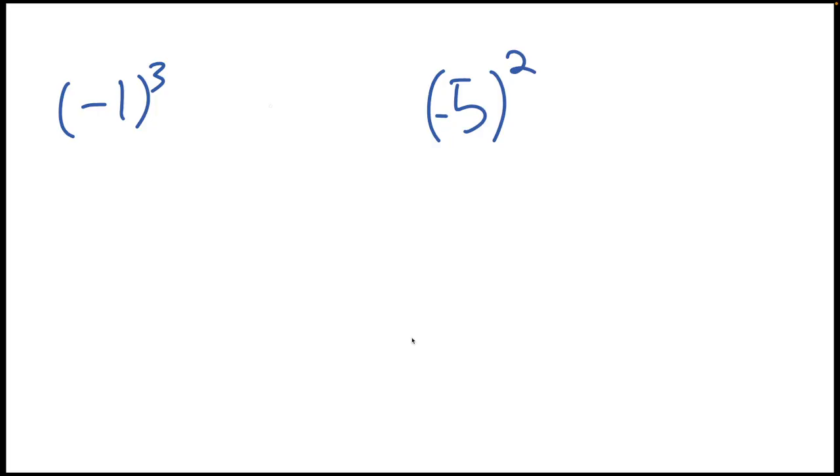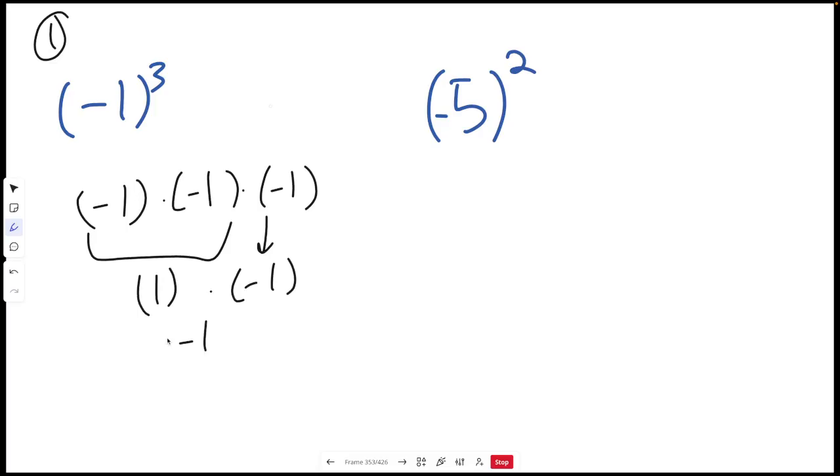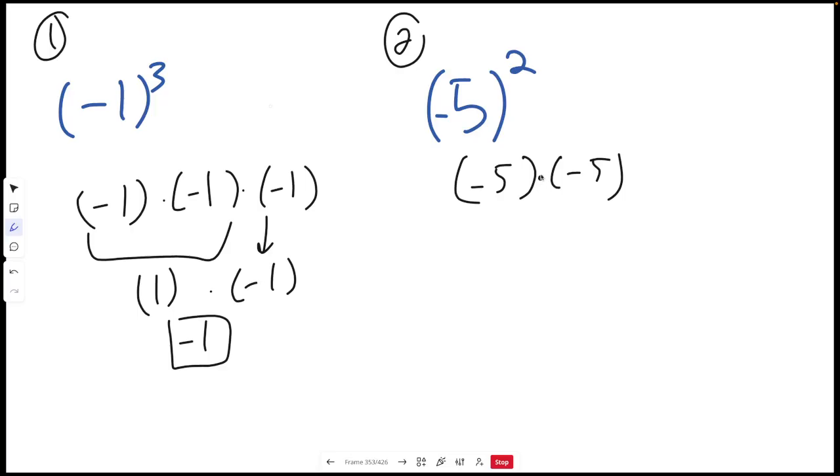Okay, now that you've had a chance to try these problems, let's check your solutions. For this problem on the left, number 1, this would be negative 1 times negative 1 times negative 1. This gives me positive 1 times a negative 1. So your final answer should have been negative 1. For the second problem, this is saying negative 5 times negative 5, which would give me positive 25 final answer.